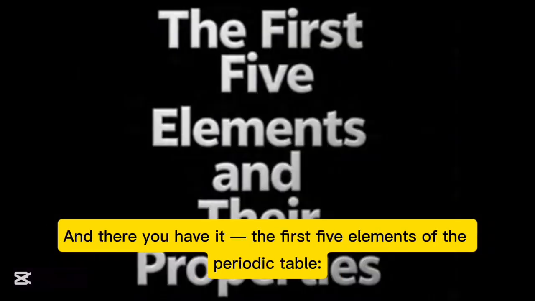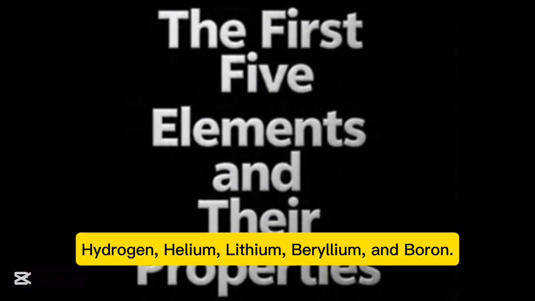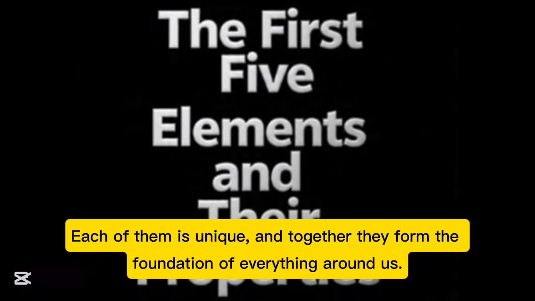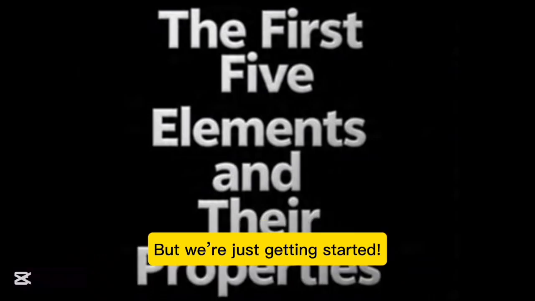And there you have it, the first 5 elements of the periodic table: hydrogen, helium, lithium, beryllium, and boron. Each of them is unique, and together they form the foundation of everything around us. But we are just getting started.